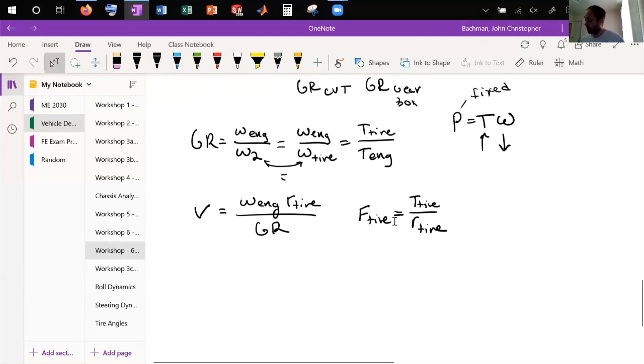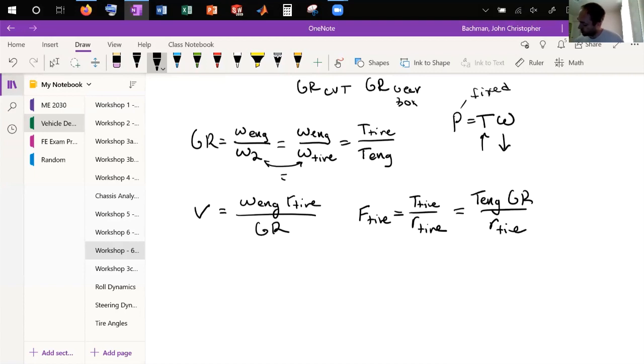And I just remember, force times radius is equal to the torque. And you can also just check your units. I always just check, okay, this is a force times length, so I got to divide by a length to get a force. And we know the torque on the tire is equal to the torque on the engine times the gear ratio over the radius of the tire.